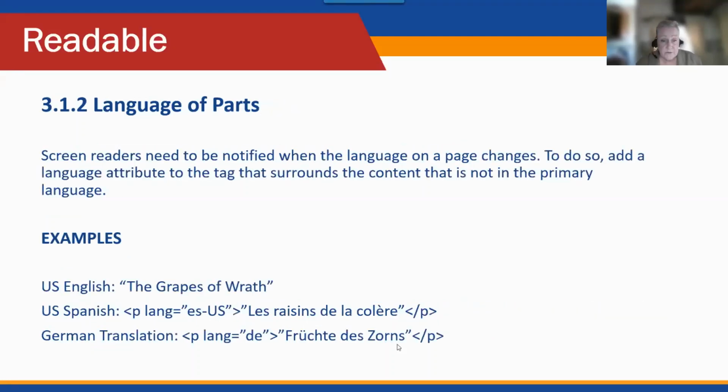Language of parts: let's say you have a website and there's just a certain section of your page that changes language. Then you can add a lang attribute within one of your HTML tags, like a paragraph tag, to say I'm changing this to US Spanish, or I'm changing the language to German. That would be a way to alert the screen readers that there's a change in language.